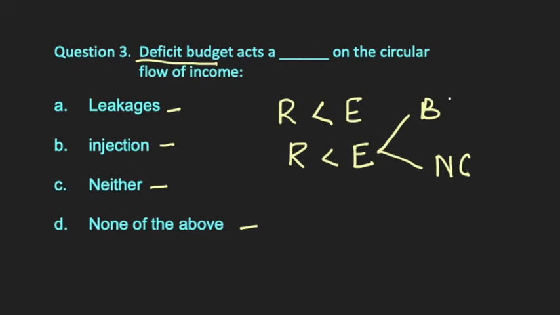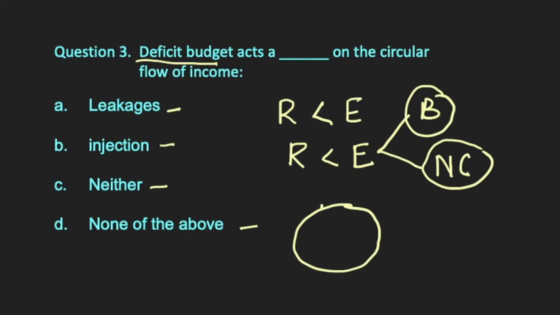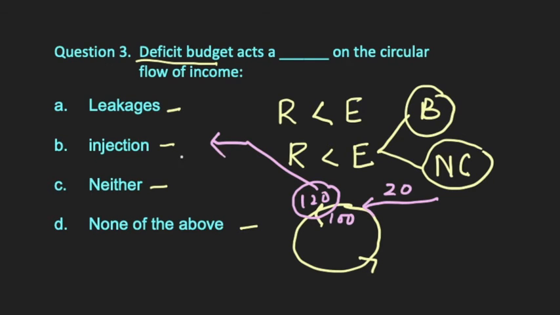So what happens in this case is that the additional amount comes from outside of the circular flow. For example, when revenue is equal to expenditure, we have our circular flow. But if a government now borrows money and puts that money in the circular flow, obviously, if it was earlier $100, now the government is putting 20 more dollars, so it becomes 120 now. So there is an increase in the circular flow of income, and that very increase is called an injection. So you're injecting these $20 into your circular flow of income. So a deficit budget actually acts as an injection on the circular flow of income.